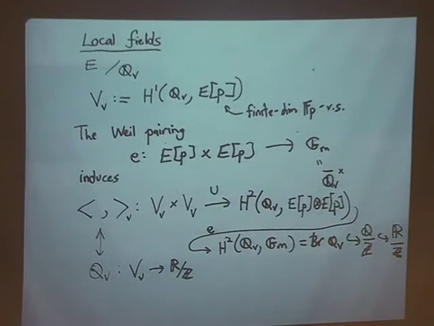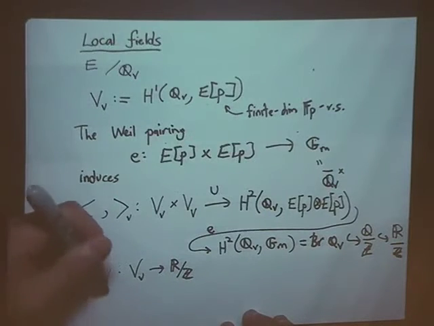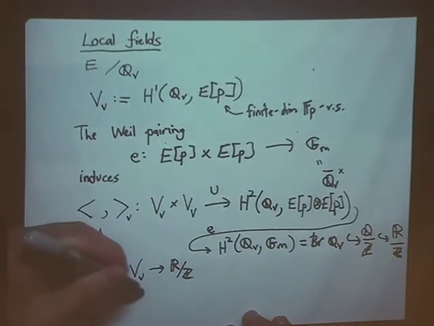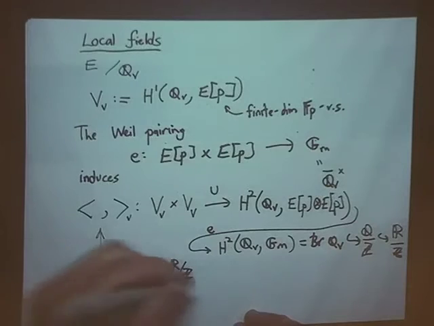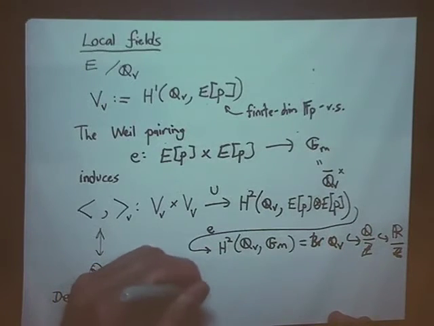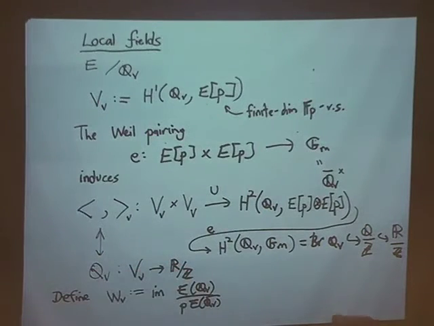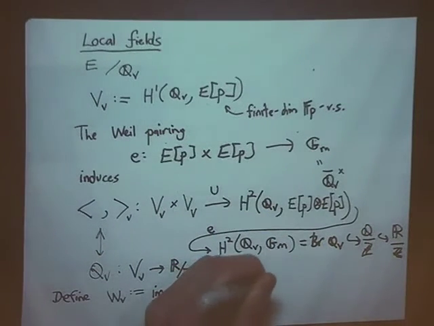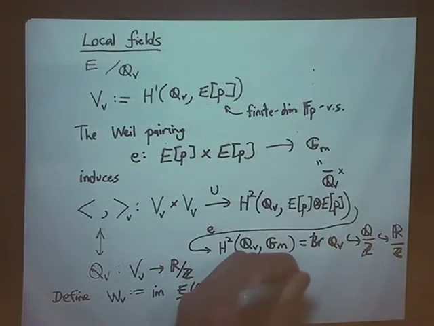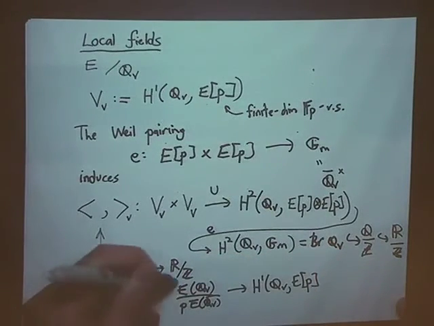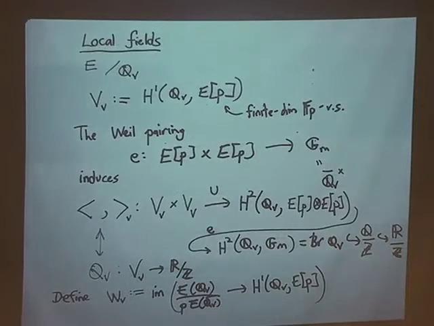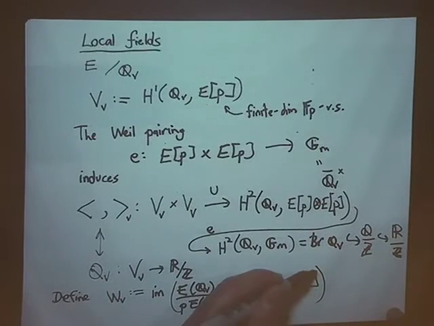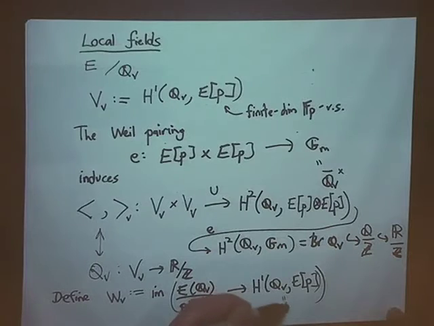Okay. And now, given that, I can also define a subspace, W_v, which is the image of E(Q_v). It's the image of the local points under the map we were talking about at the very beginning, the map coming from the long exact sequence of cohomology. So that image is going to be a subspace. This thing is just V_v again, and so this W_v is a subspace of V_v.